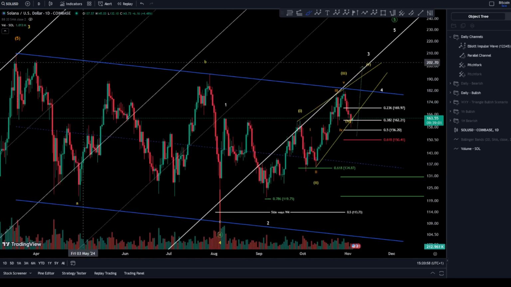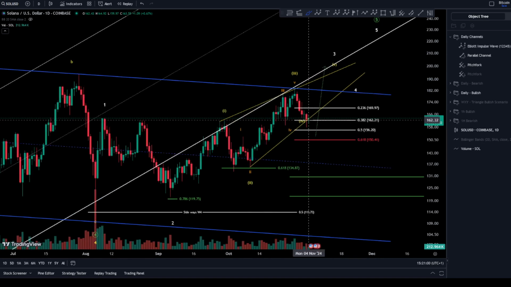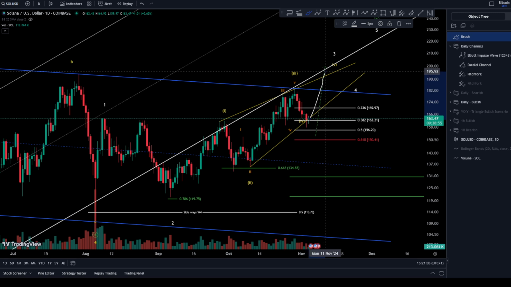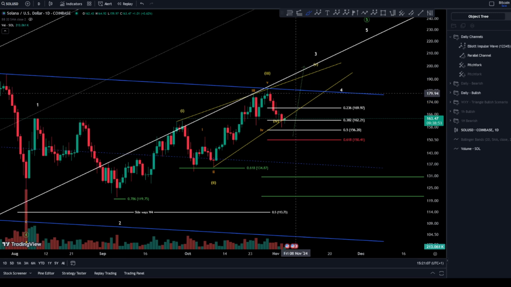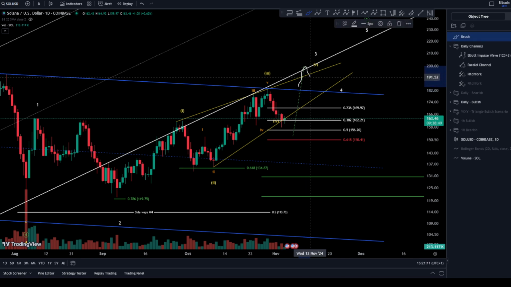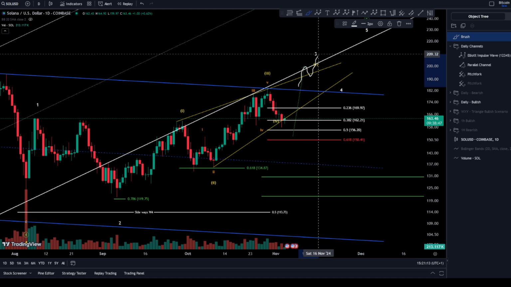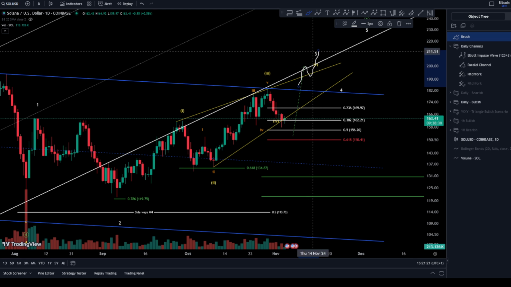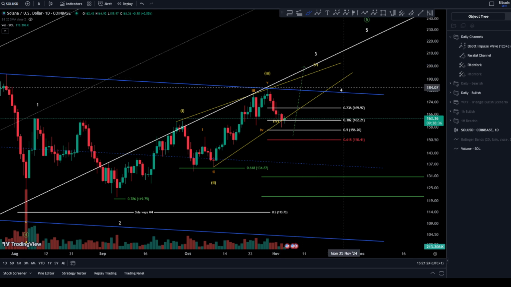the correction channel taken from your wave 4 here. You want to see a broken channel, right? To say that we are in a massive wave 3 towards the upside. Then you want to test your acceleration channel. Once you break your acceleration channel, you are 100% in a very bullish scenario of a wave 5 towards the upside.